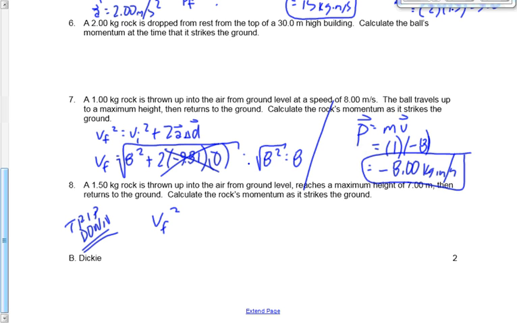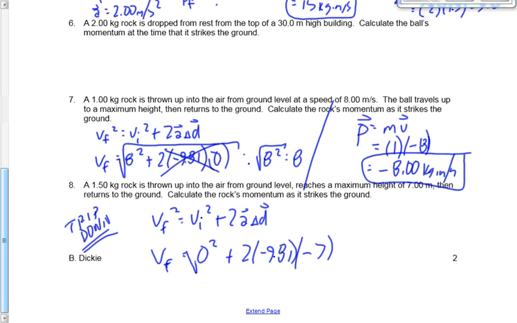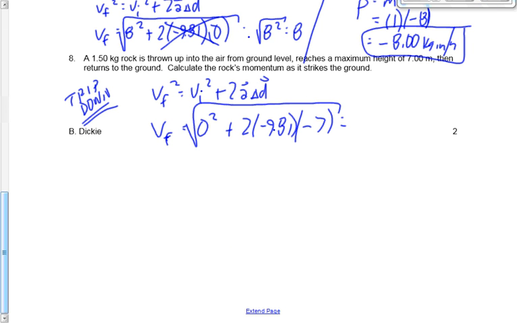When I do that, I would say that VI would be 0, because the trip down, it starts at rest, right? Plus 2 times negative 9.81. And if we're analyzing the entire trip, D is 0. But analyzing only the trip down, D would be negative 7 meters. So solve for VF there, whatever that works out to be. Square root of 2 times 9.81 times 7. And then multiply that by m to get the final momentum. Is that okay?